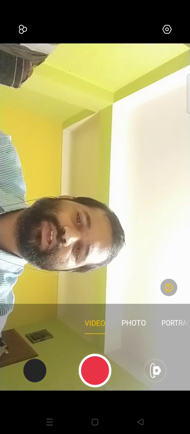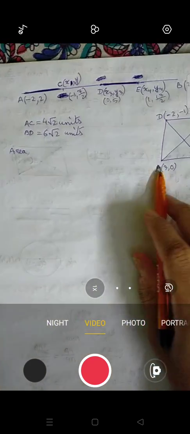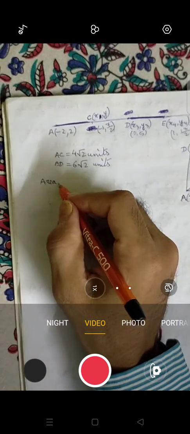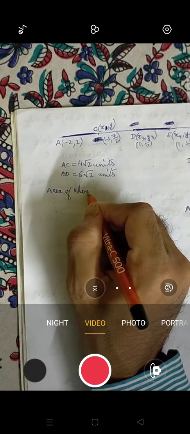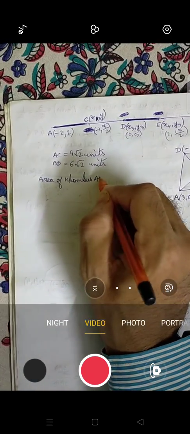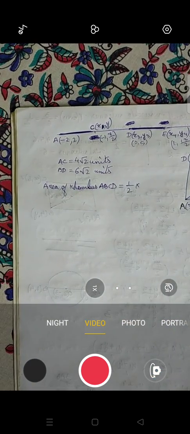So these are the two values. Now AC and BD are the diagonals. So we'll say now area, this is ABCD, right? So this is a rhombus. So area of rhombus ABCD equals half into diagonal, both the diagonals. Here the diagonals are AC and BD, so I will write half into AC into BD. Any problem?